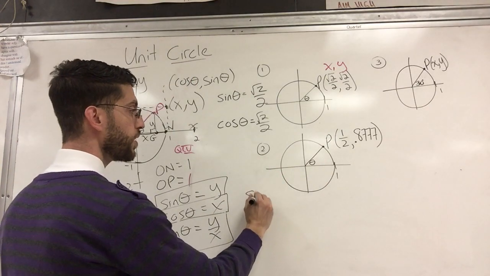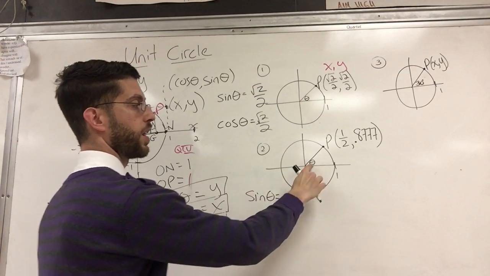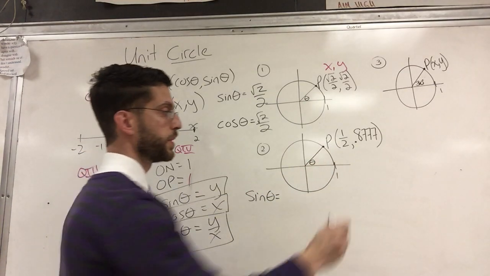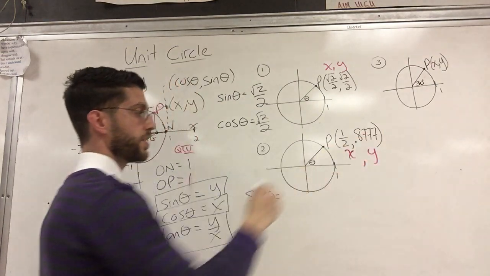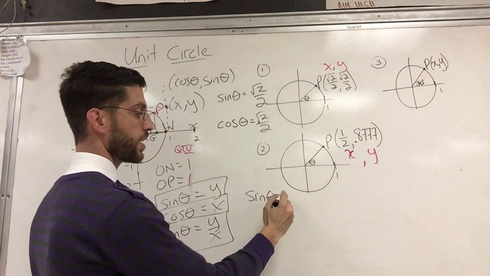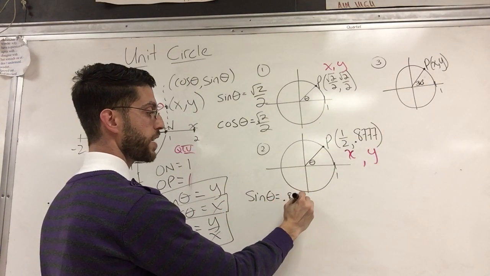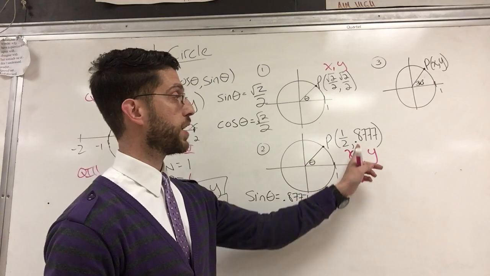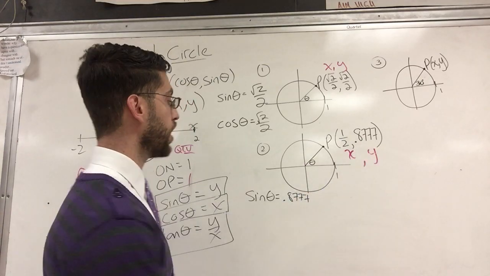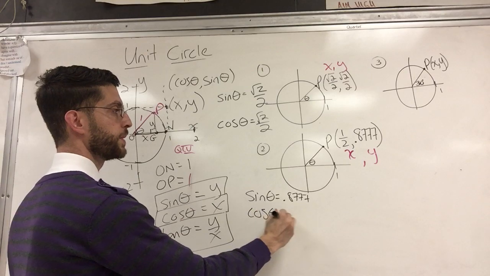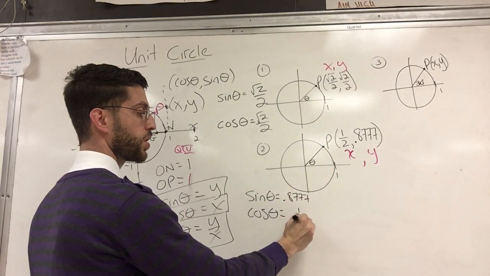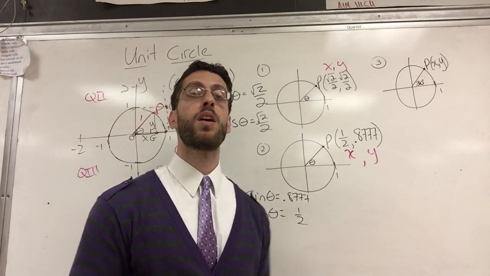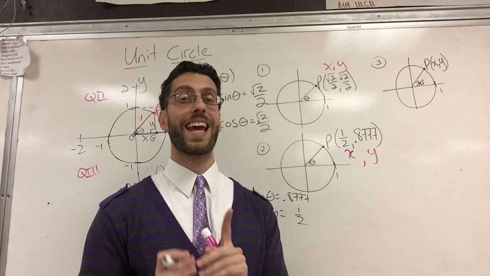So, if I ask you for the sine of theta, that's what? If this is x, y, that's the y coordinate, so I might say that the sine of theta is 0.8777. Usually it's safe to have a decimal to 4 decimal places. And what's the cosine of theta? That's the x coordinate, which is 1/2. And we're done again.